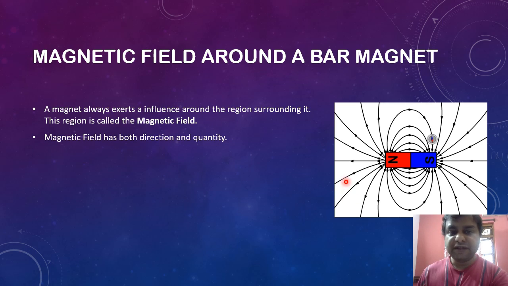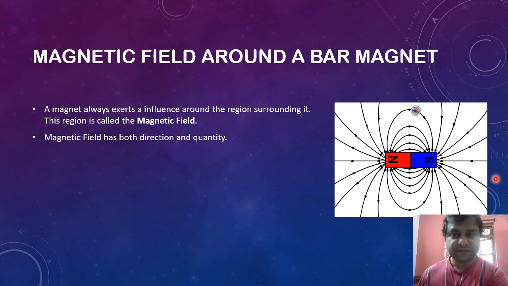So magnetic fields have both direction and quantity. If you notice over here, it shows you it's moving from N to S. N stands for North Pole, S for South Pole. That means the magnetic field lines are always from North Pole to South Pole. You see these big ones, that shows you that this magnetic field is moving out of the North Pole and is converging at the South Pole. Have a look.